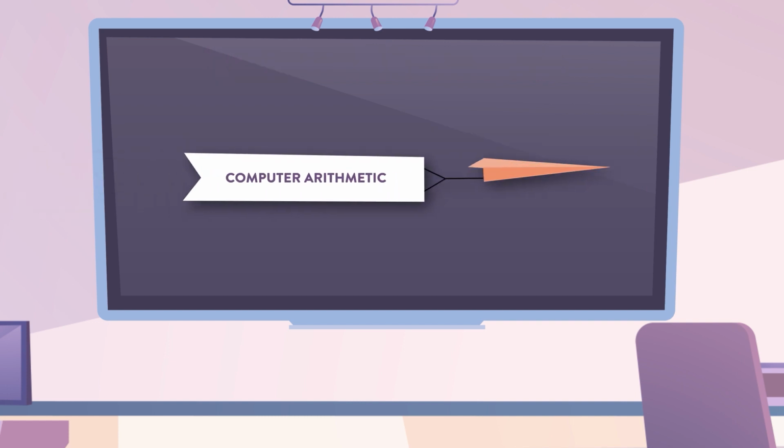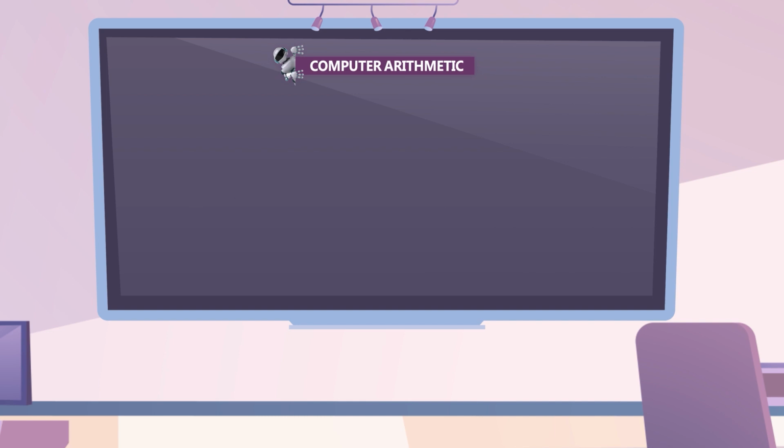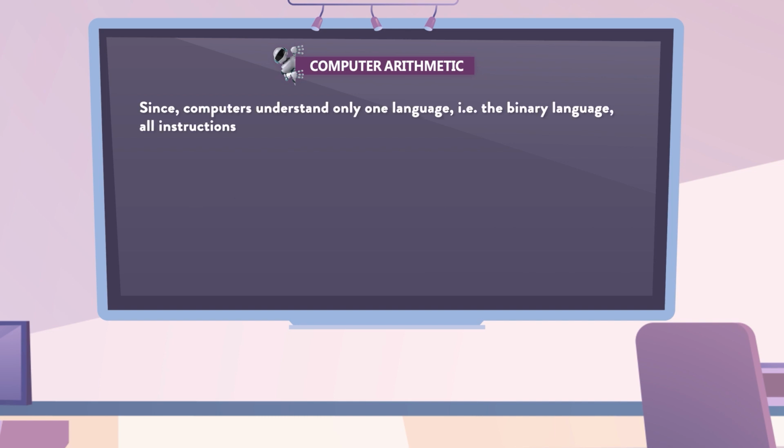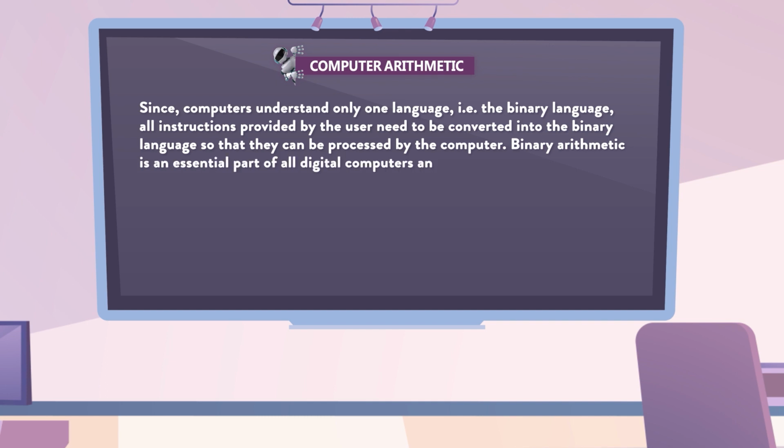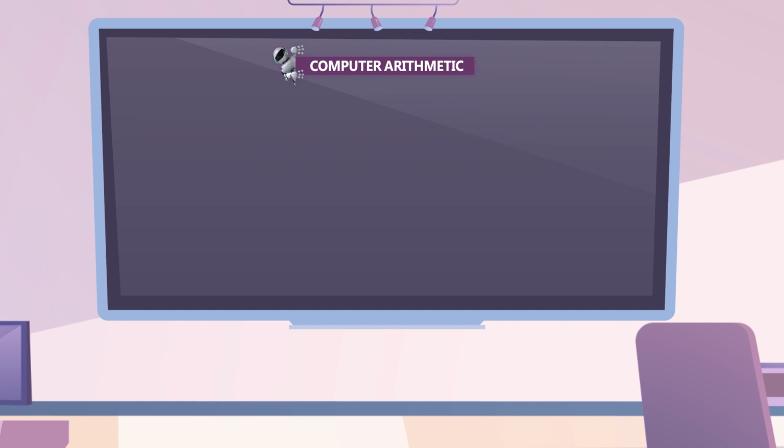Now, moving on from types of number systems, let's now learn about computer arithmetic. Since computers understand only one language, which is the binary language, all instructions provided by the user need to be converted into the binary language so that they can be processed by the computer. Let us explore the arithmetic operations performed on binary numbers, which are binary addition and binary subtraction.